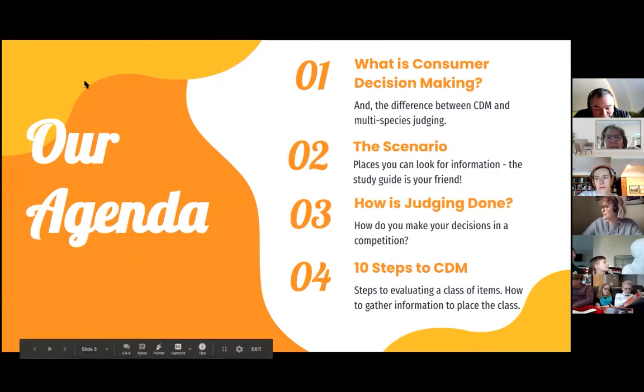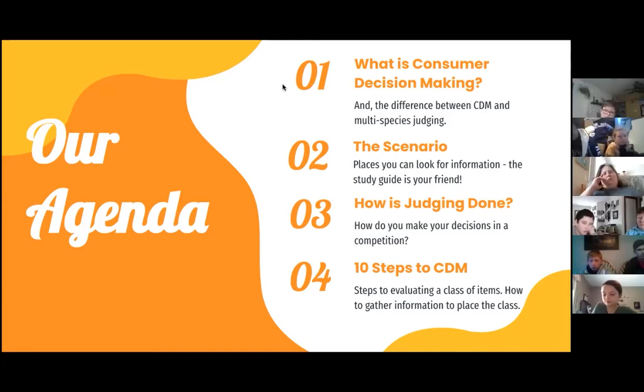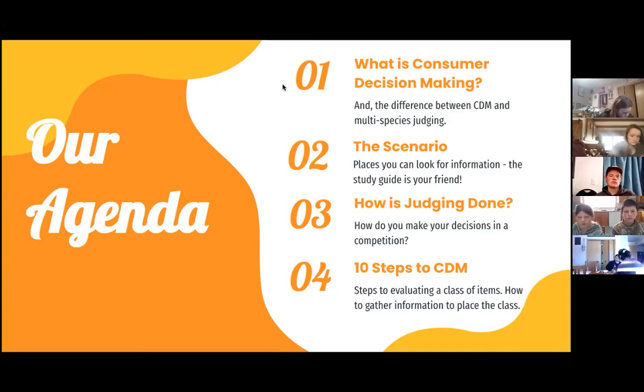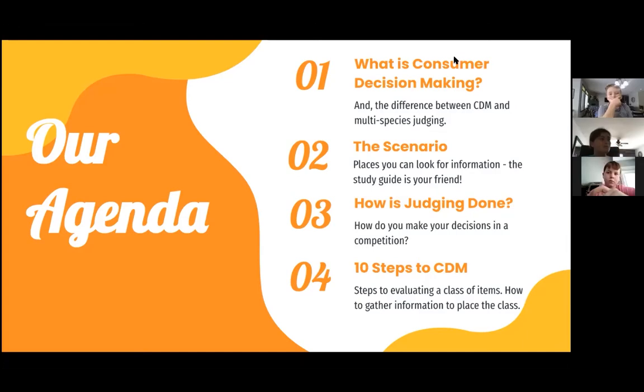Next on the agenda is how the judging is. Here we will discuss what to expect once the competition starts, from member wranglers to room monitors and scorecards and reason markers. We will explain the mechanics of the judging competition. And then we'll go through 10 steps to consumer decision making. And so for you as a competitor, what are the 10 steps to run through as you're evaluating the class of items to gather your information and then decide on your rankings?